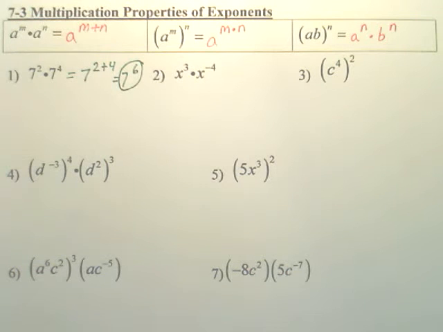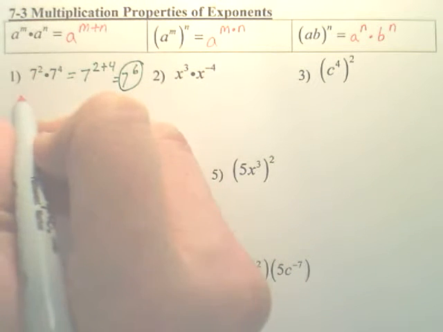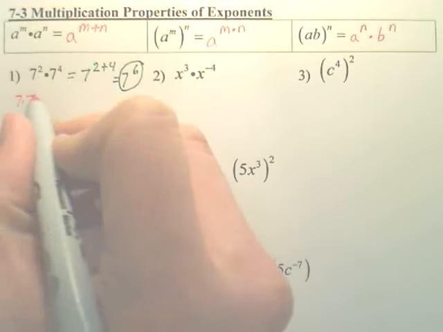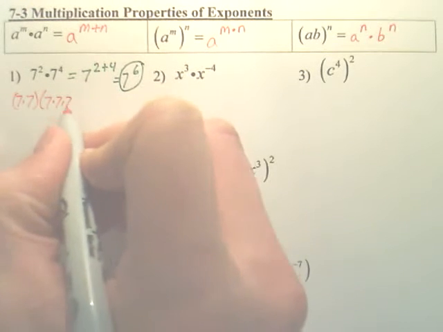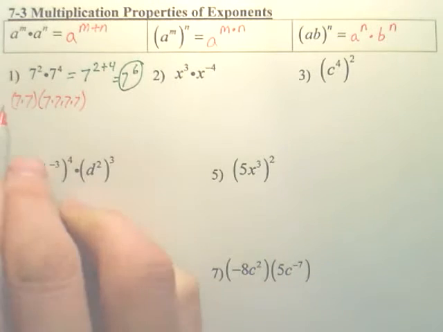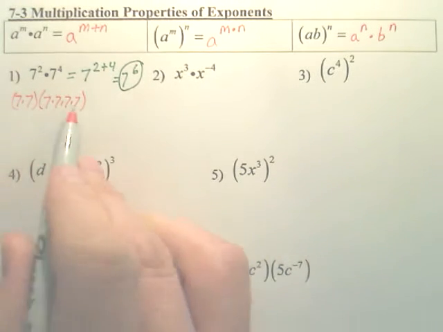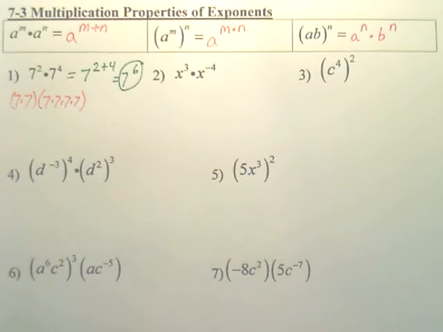Now, here's why it works. It's kind of cool. 7 squared is 7 times 7. That's your first piece. 7 to the 4th is 7 times 7 times 7 times 7. Do you see 6 sevens? Isn't that 7 to the 6th? That's where it comes from. And it's sometimes good just to know where things come from.